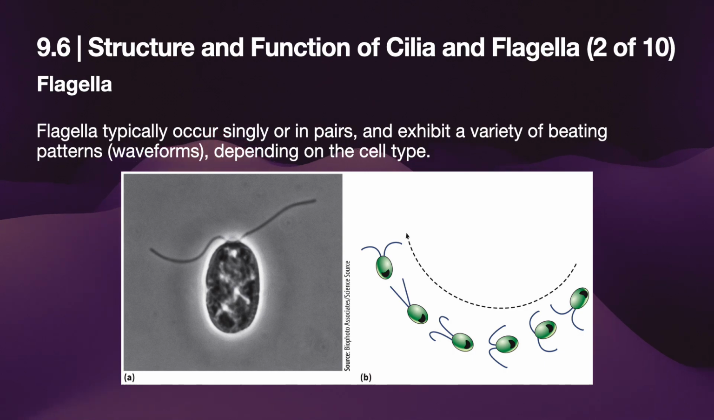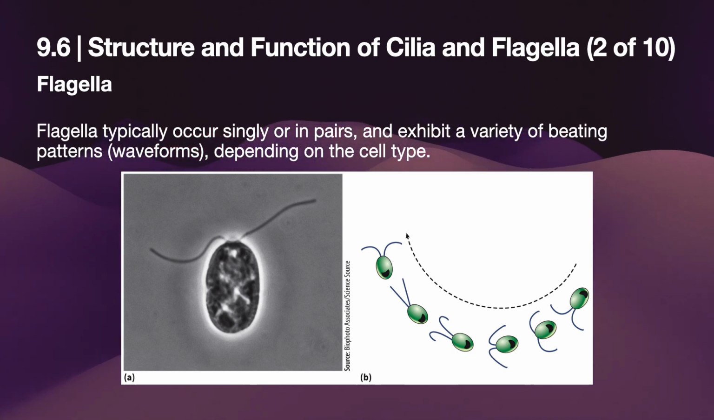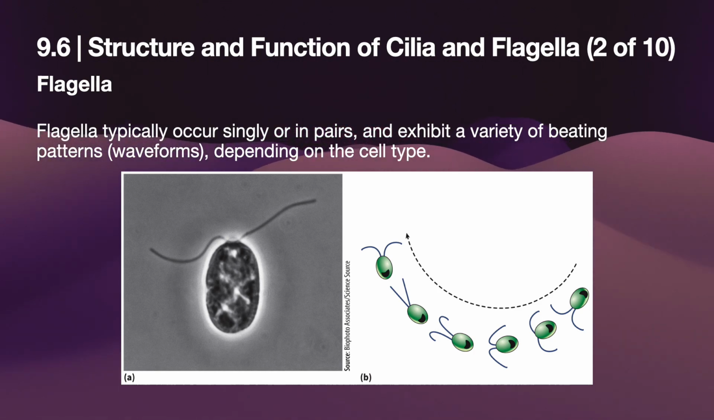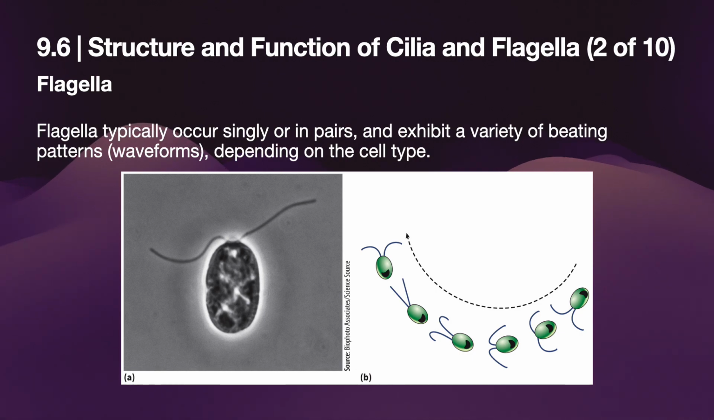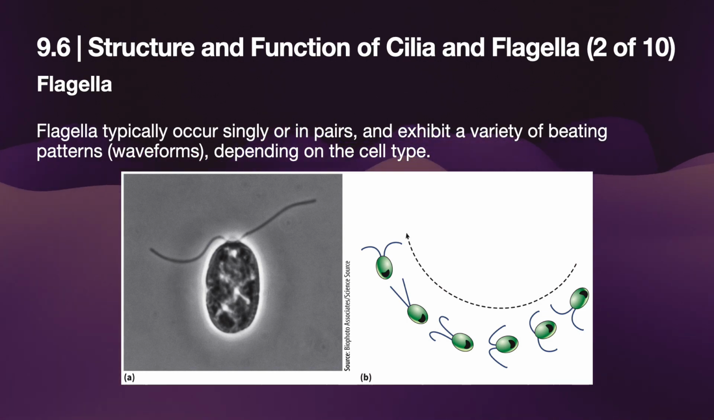Flagella typically occur singly or in pairs. In a variety of beating patterns, we have the waveforms depending on each cell type. You'll see this illustrated on your diagram in letter B. The flagellum is moving in these beating patterns.